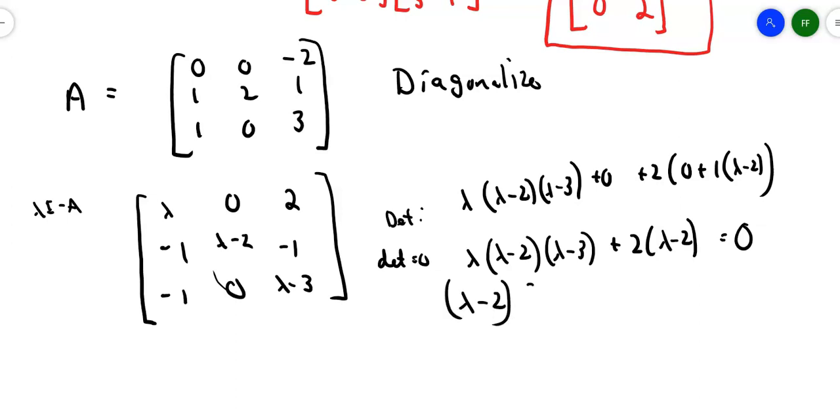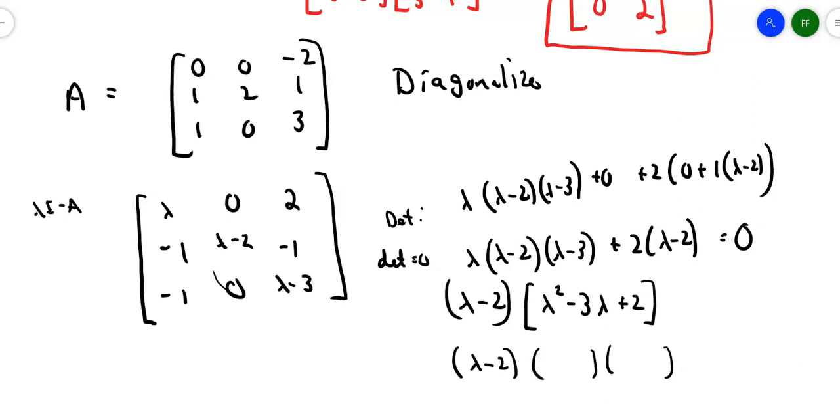Lambda minus 2, and we're left with lambda times lambda minus 3, which is lambda squared minus 3 lambda. And then if I factor out a lambda minus 2, I'm just left with a 2. Oh. So I get lambda minus 2. This inside piece factors as what?